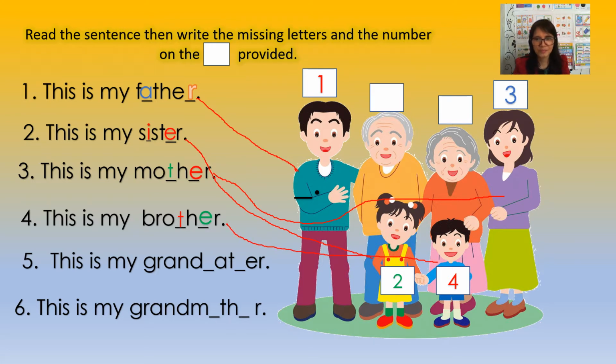How about number five? This is my grandfather. Where is grandfather here? So you have to connect grandfather. Next, number six. O-N-E. This is my grandmother. Grandmother, where is grandmother here? You connect. Very good. Let's read.